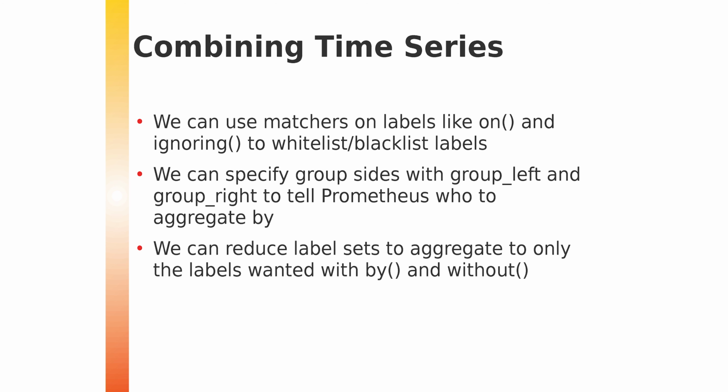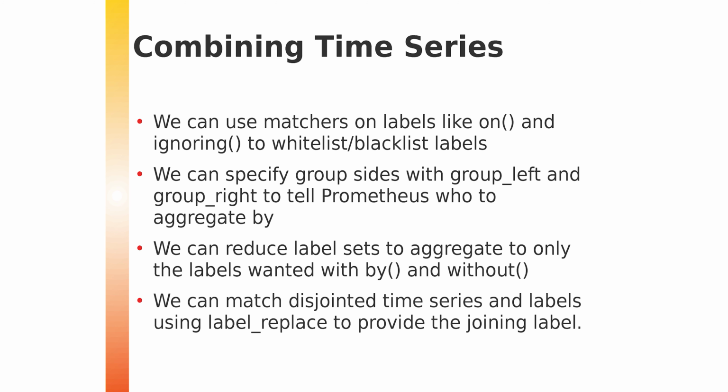We can also reduce label sets when aggregating using the by and without operators. So if you were going to sum up everything, you could say sum it up by person, and then it'll give you a sum split out by every person label. And then if you have completely disjointed time series, say you have an exporter that's not been configured and it's giving something in kubernetes_namespace, and you have something else that just says namespace, if you want to match them, you can use label_replace to convert namespace to kubernetes_namespace or kubernetes_namespace to namespace. Then they match, and Prometheus can do some fun things with it.